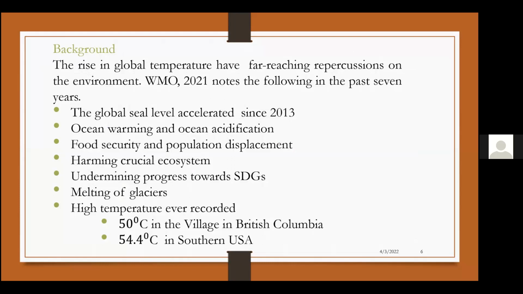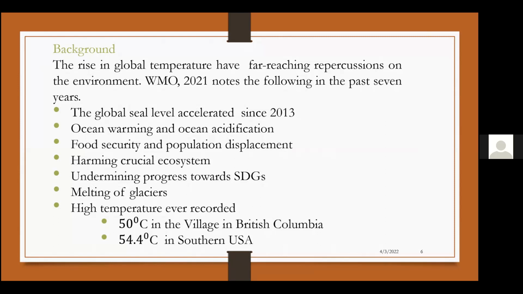There is a problem of food security and population displacement, harming of crucial ecosystems, and undermining progress towards sustainable development. As we are aware, sustainable development goal number one talks about no poverty, but with global warming, farmers, especially in developing countries, are likely to have a very huge problem, and their poverty level is likely to increase.